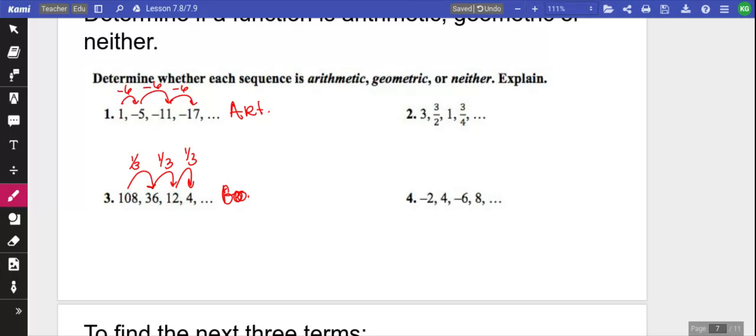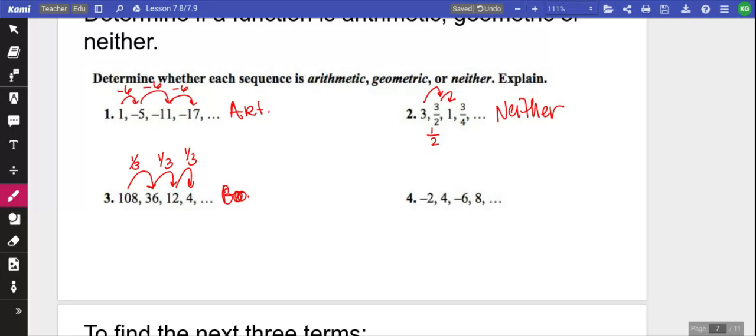On this one, I have 3 to 3/2. That would be a division of 2. We're not, however, doing divisions. We're doing multiplication. So dividing by 2 is the same as multiplying by a half. Now when I try to take 3/2 times 1/2, I do not get 1. I get 0.75. So this is neither.